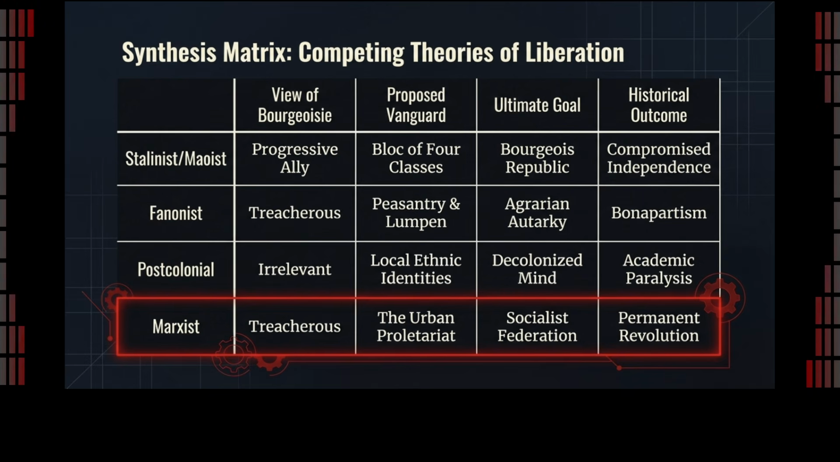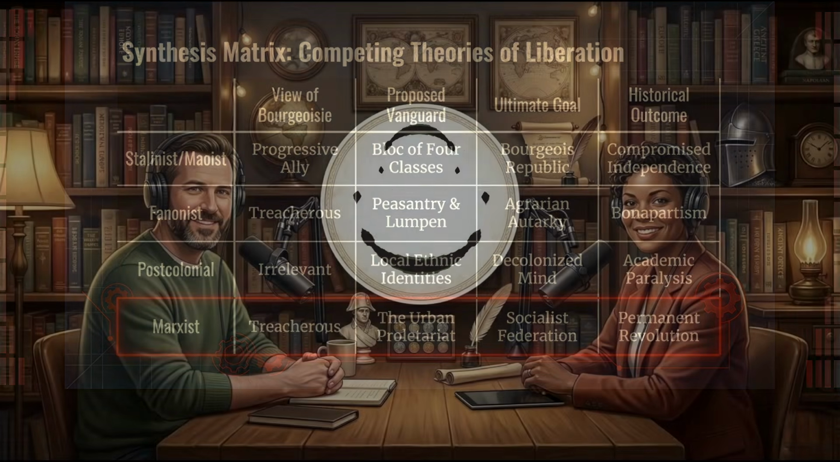Most shocking, perhaps, was his view of the urban, organized working class in the colonies, the proletariat. The group usually seen as the vanguard. Exactly. Fanon, based on his observations, particularly in Algeria, viewed the relatively small colonial proletariat, the skilled workers, the miners, the dock workers, the civil servants, as potentially counter-revolutionary. He argued they were actually a comparatively privileged stratum within the colonized population.